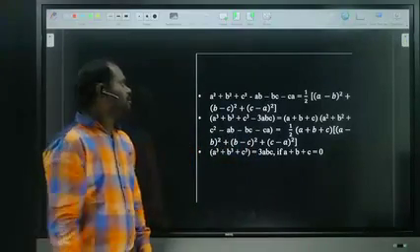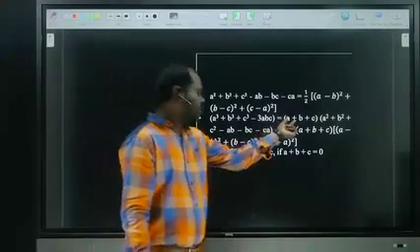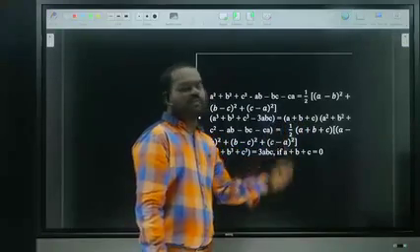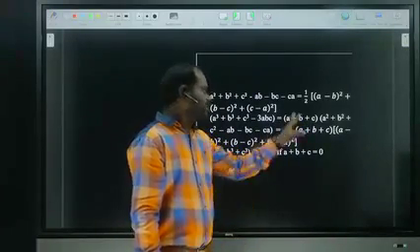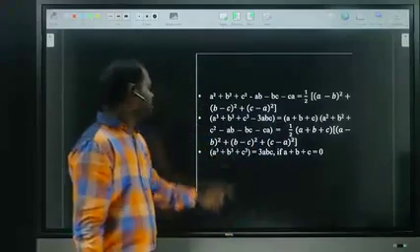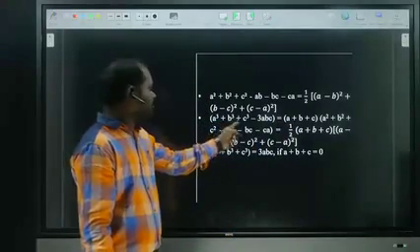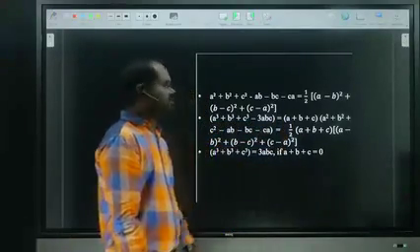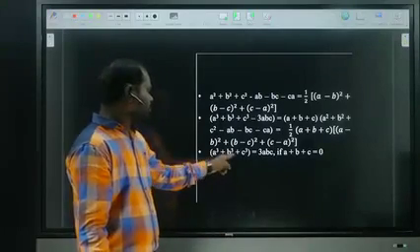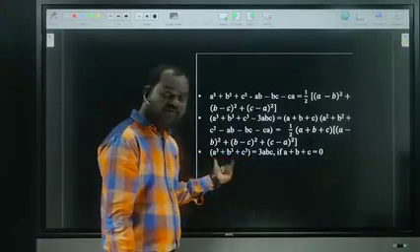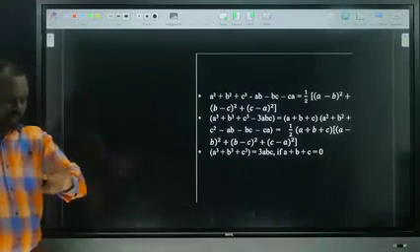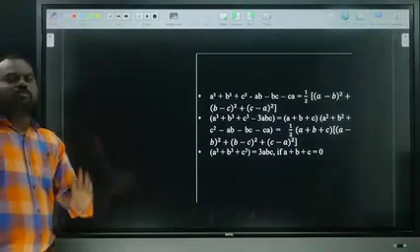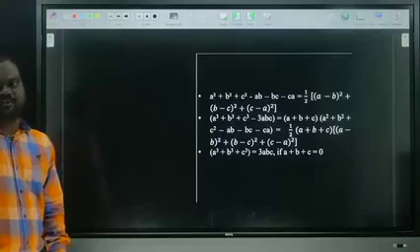And one more thing: whenever a plus b plus c is 0, the entire thing becomes 0. Then a cube plus b cube plus c cube equals 3abc. Note that, whenever a plus b plus c equals 0, not always, a cube plus b cube plus c cube we can write as 3abc.